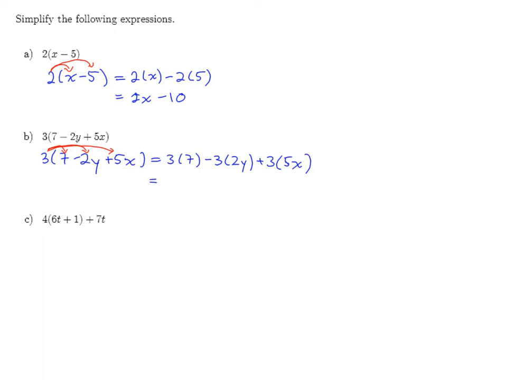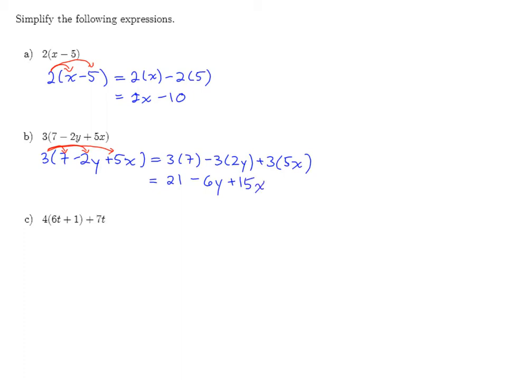And then when we simplify that, 3 times 7 will give us 21, and 3 times 2y, which is being subtracted, will be minus 6y. And then lastly, we're adding 3 times 5x, so we're adding 15x.